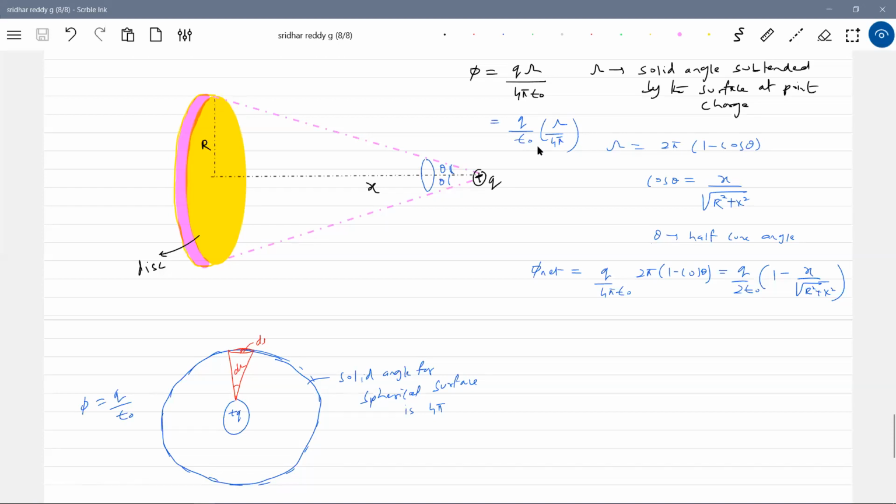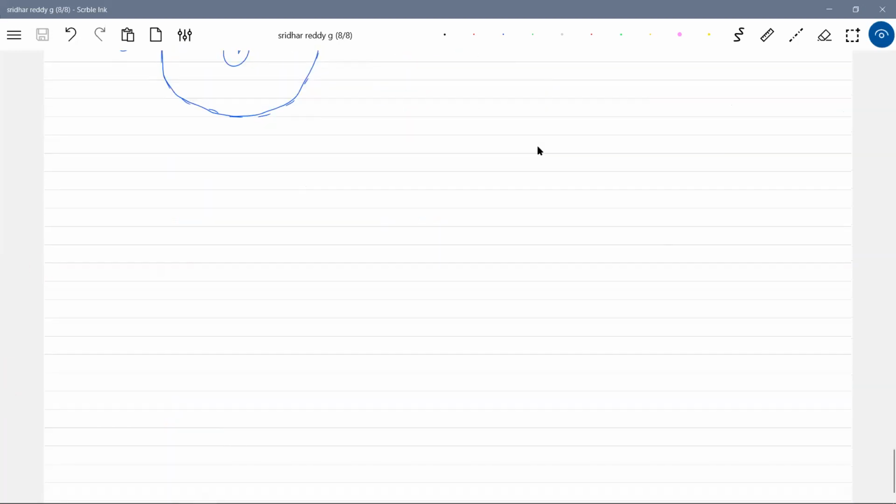This is for a circular disc. What about, sir, a rectangular plate? Definitely. So for rectangular plates, let me draw a rectangular plate.